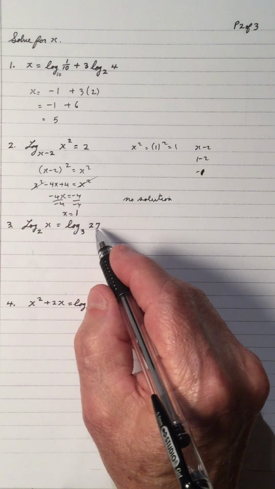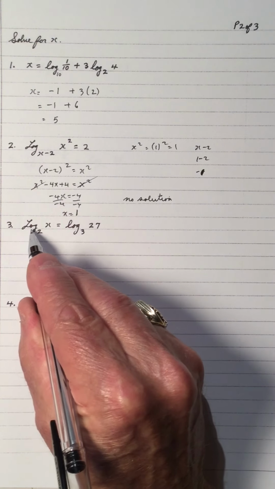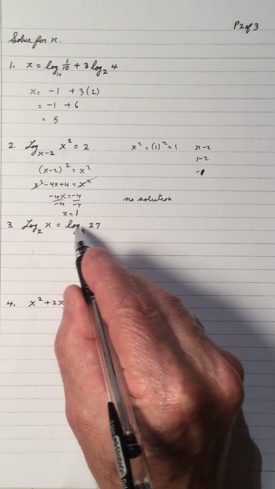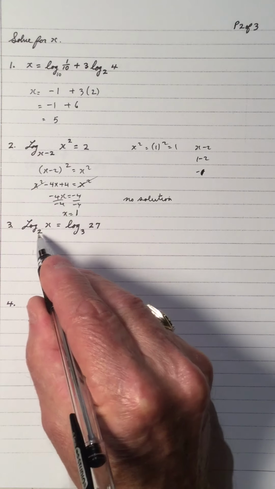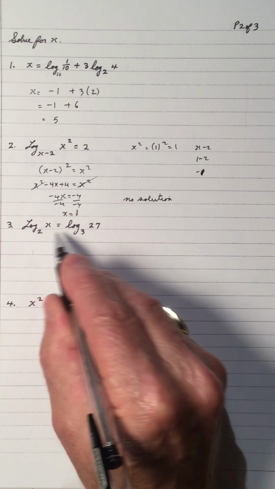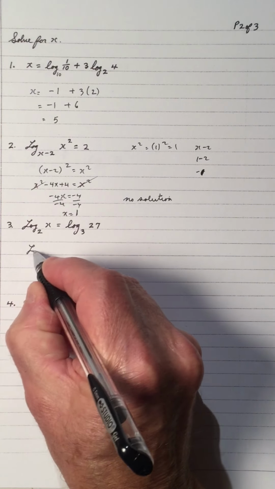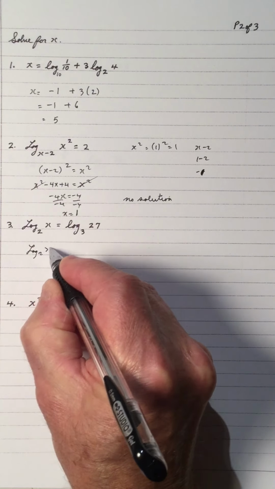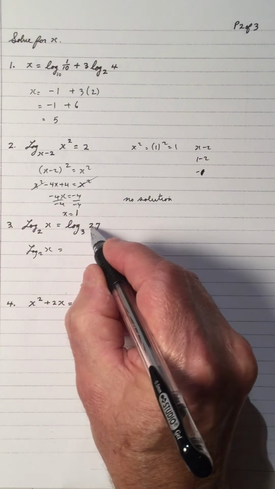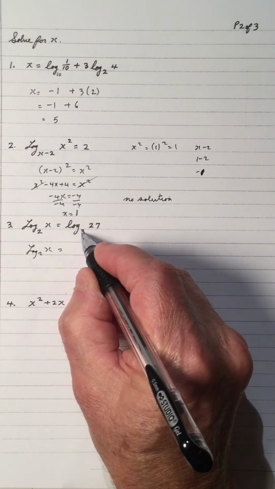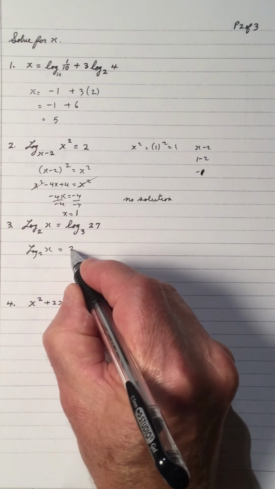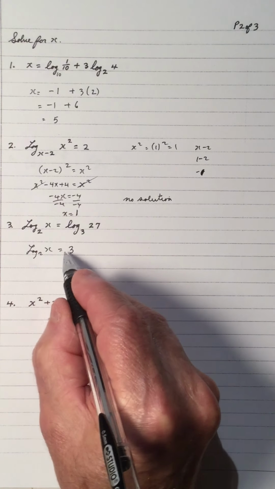Number 3, we have log of x base 2 equals the log of 27 base 3. These are not the same bases, so we can't say x equals 27, but we can say that the log of 27 base 3, 3 to what power gives you 27? The answer is 3.